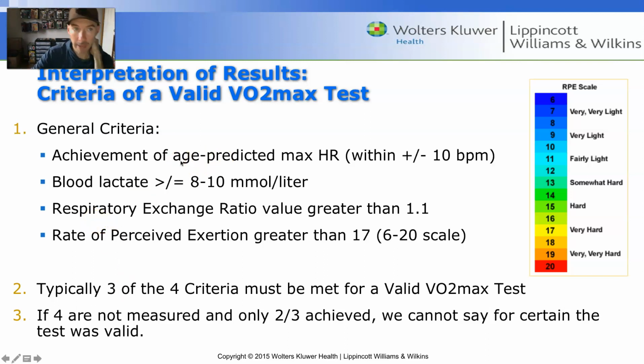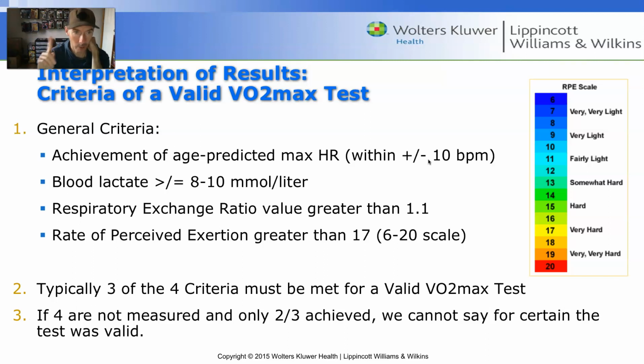Using the age predicted max heart rate formula, which is 220 minus age, does the person get within 10 of that? So let's say you have a 20-year-old person. Using the formula 220 minus age, their age predicted max heart rate would be 200. That means they just have to get to 190 or higher to satisfy the criteria. They don't have to get to the heart rate. They just have to get to within 10 of the heart rate.